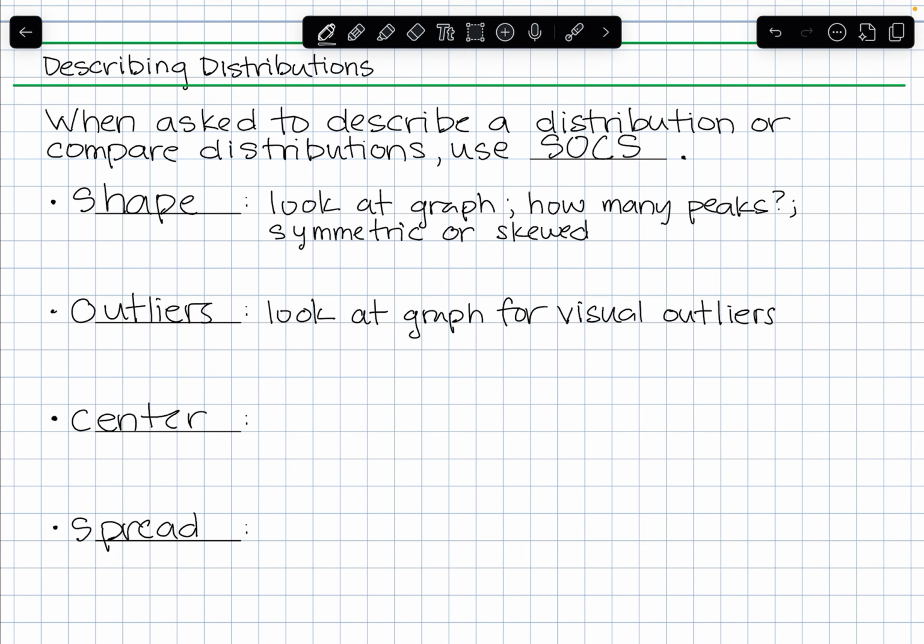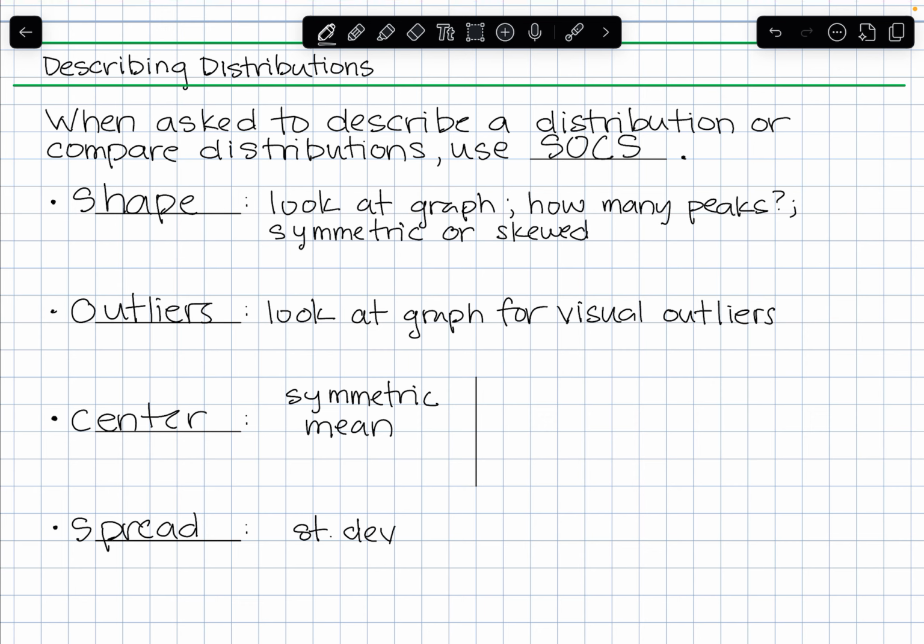And for center and spread, I'm going to choose based on my answer to the shape question. If my graph is approximately symmetric, I'm going to use the mean as my measure of center, and I'm going to use the standard deviation as my measure of spread, and I'm going to discuss them. What is my mean? Is the standard deviation large or small? Is the data spread out or clustered about the mean really closely?